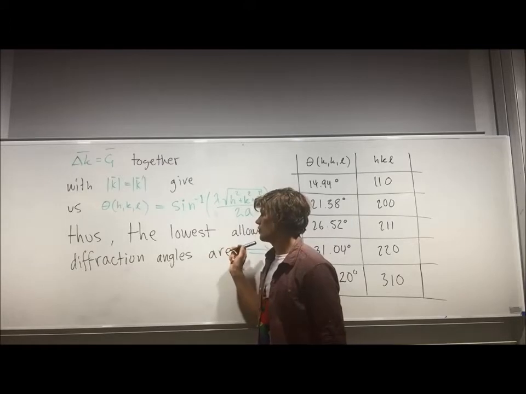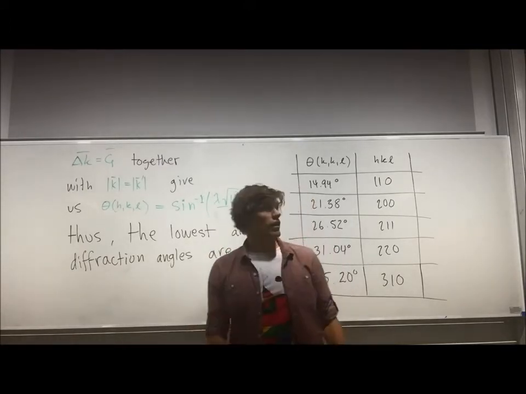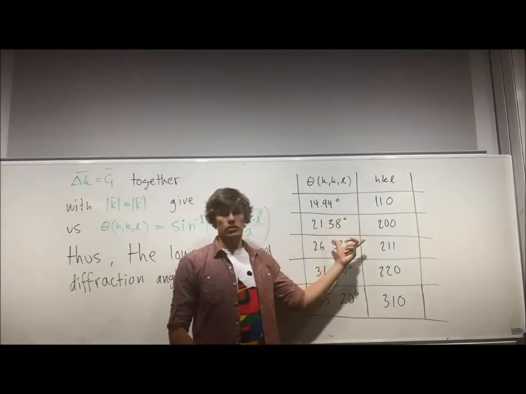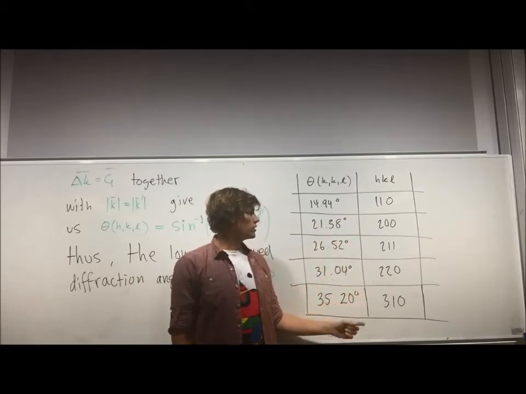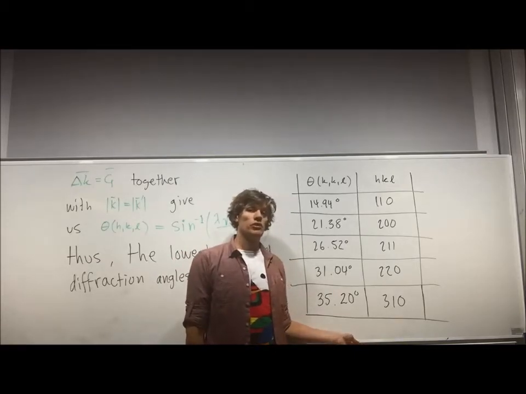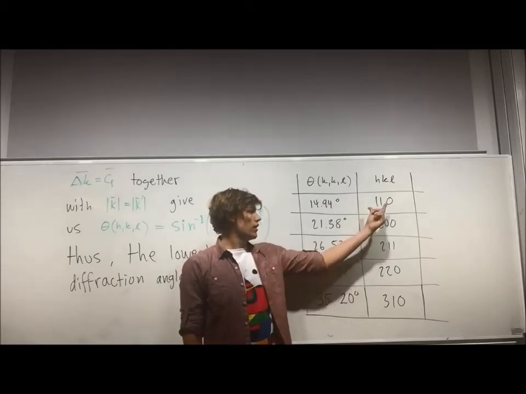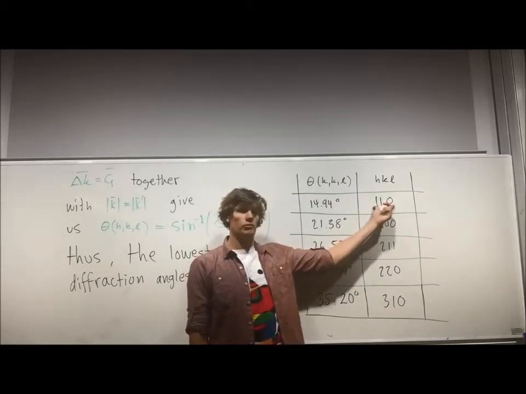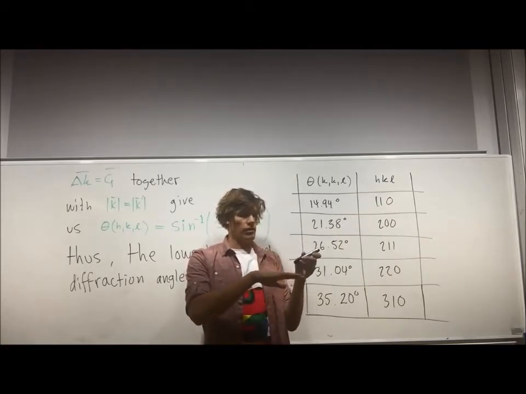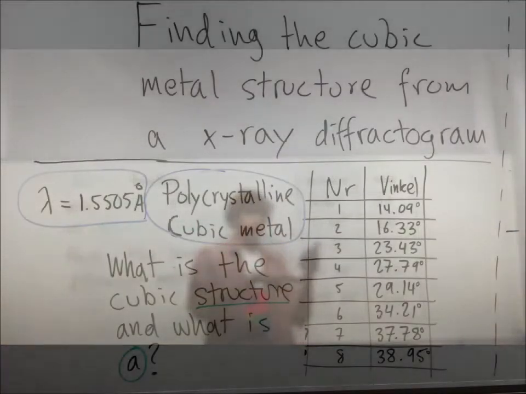And also the lowest allowed diffraction angles can be calculated, and if you do the calculations, you get these angles for the different planes. And if this would have been a simple crystal, not a polycrystalline structure, then you would only get planes corresponding to the actual plane that you're illuminating, that your X-rays are diffracting off.